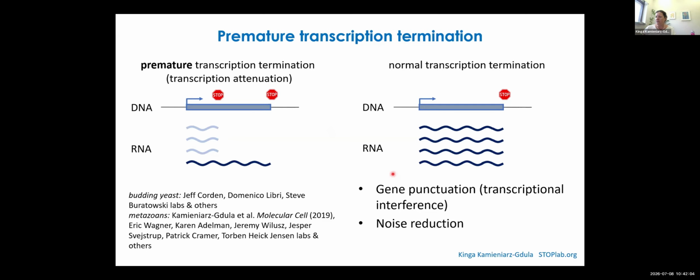But besides premature termination, termination is important also for other things. We need to recycle the polymerase for subsequent rounds of transcription, but gene punctuation is important too. If transcription doesn't stop at the right place, then we can get interference with a neighboring gene. Another thing worth remembering is that most of the genome can be transcribed at some point. So we have a huge noise of a lot of non-coding transcription. So this also has to be reduced where it's not functionally needed at high levels.